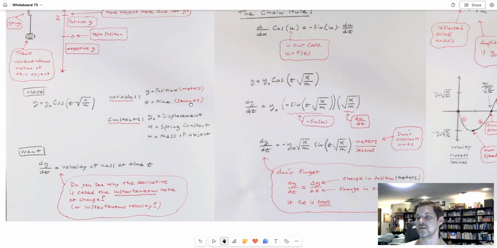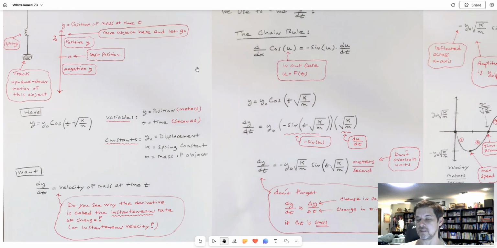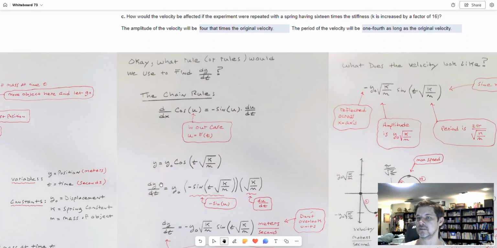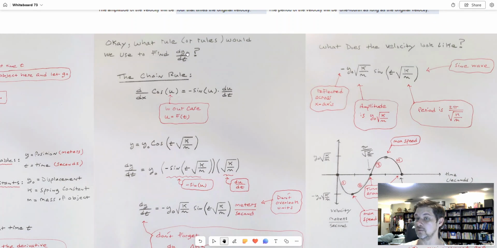All right, so that's a little bit conceptual, but still I want it to be something you think about. So we want the derivative of this. That's our objective. Let's think about this. What rule should we use to find that derivative? The rule that we should use is the chain rule.